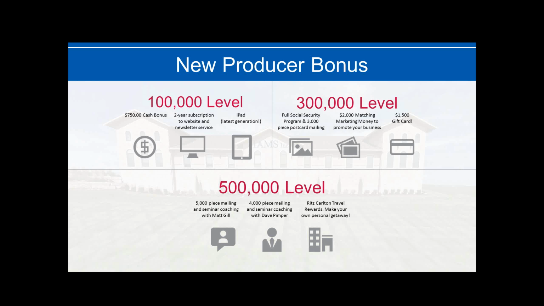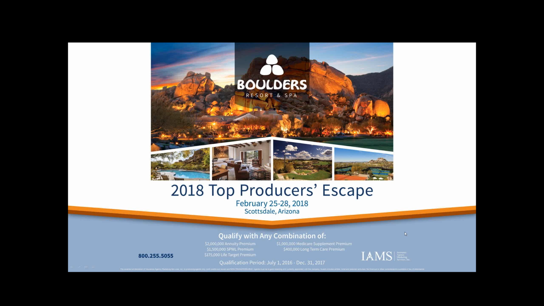Lastly, we have the 500,000 level where you can earn this or buy these next two. The 5,000-piece mailing and seminar coaching is with Matt Gill. The second is the 4,000-piece mailing and seminar coaching with Dave Pimper. Both of these gentlemen do a tremendous job of seminar selling. They qualify for all of our top trips as well as multiple company trips. So this is a great way again to get in front of more potential buyers. Finally, there's the Ritz-Carlton Travel Rewards program. You can make your own personal getaway.